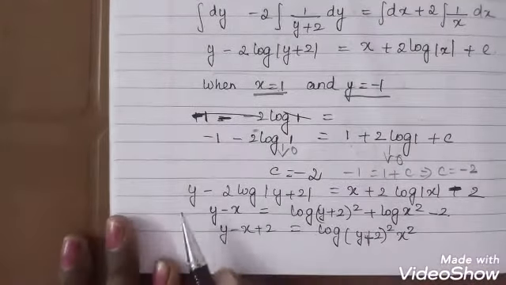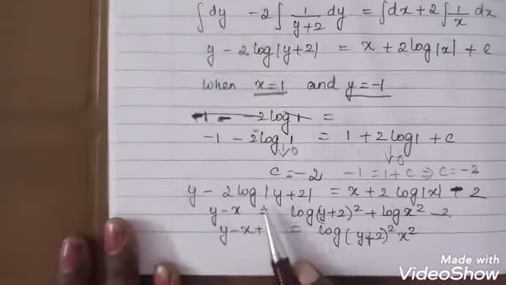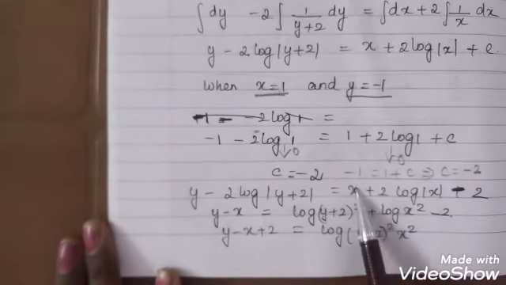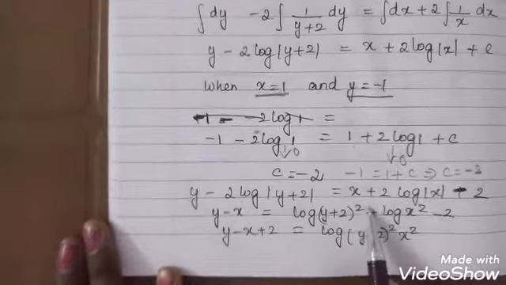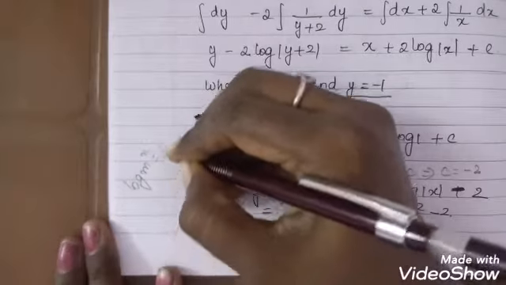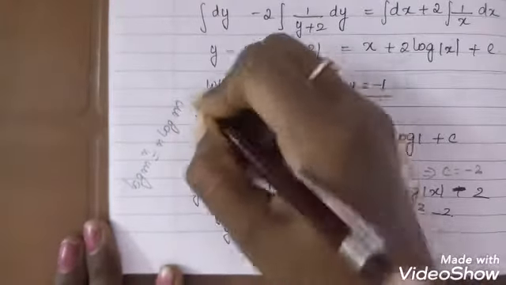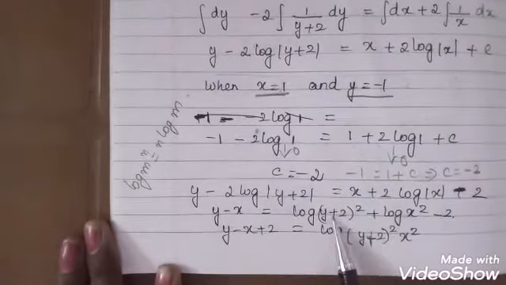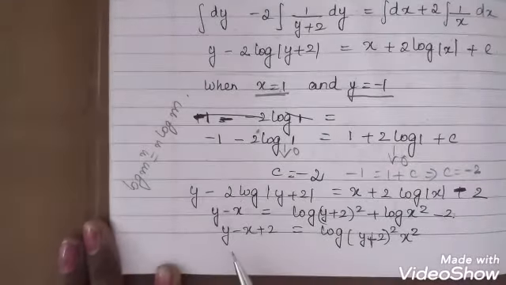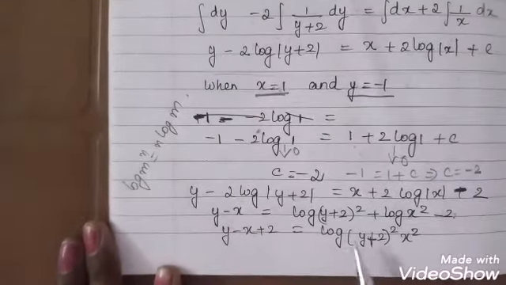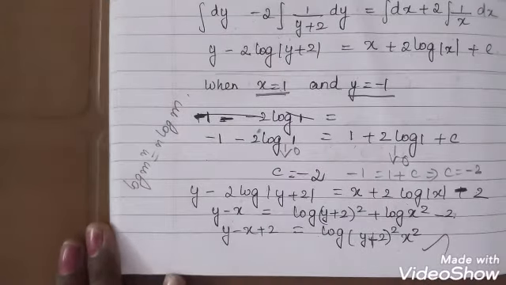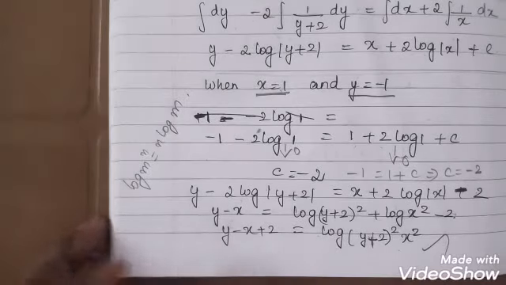So we'll just substitute it here. y minus 2 into log of mod (y + 2) is equal to x plus 2 into log mod x minus 2. So taking this to the other side, y minus x, and take this to the other side. By using the logarithmic power rule, log of m power n is equal to n into log m, I can write it as log of (y + 2) the whole squared plus log of x squared minus 2. Take this to the other side. What will I get? y minus x plus 2 is equal to log of (y + 2) the whole squared into x squared. So this is the solution curve passing through the point (1, -1).